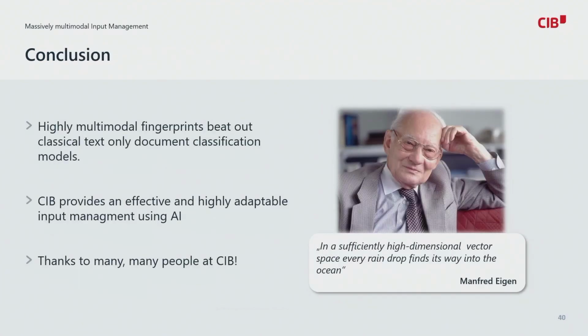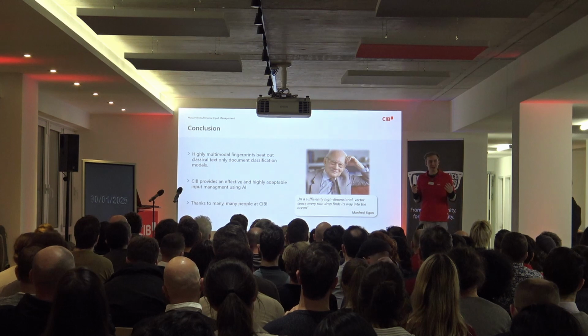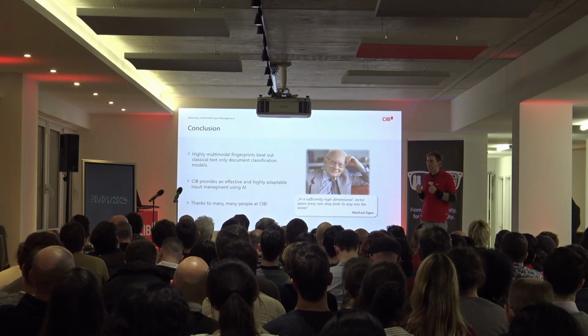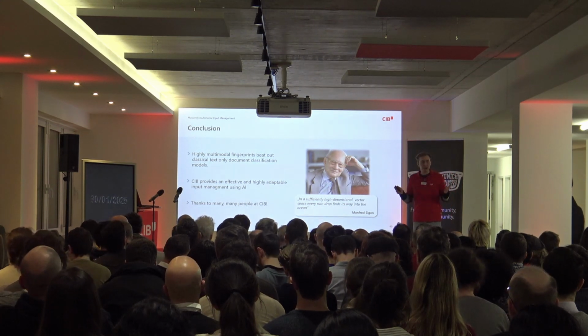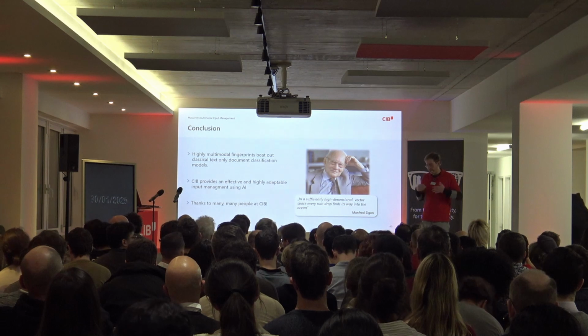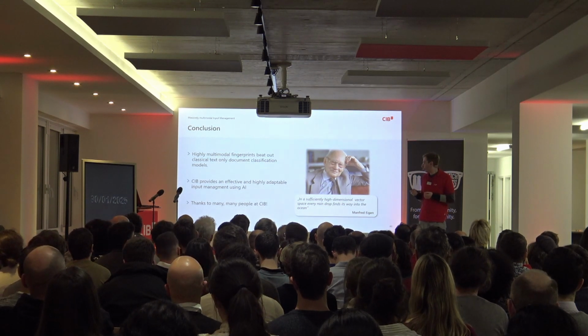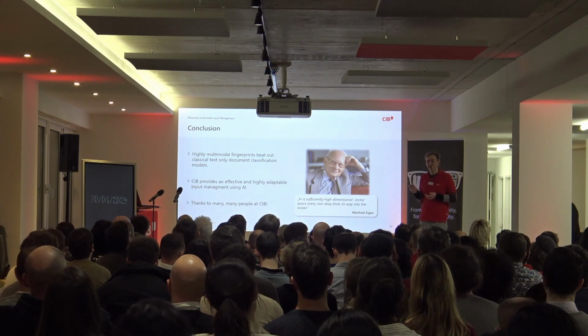Okay, so this brings me to the conclusion of my talk. Overall, we have seen the highly multimodal fingerprints of the documents allow us to have a classification system that beats out a classical AI approach, at least on the data sets we have tried, both of them. It's also quite adaptable. We have a big input management process that we can tailor to whatever needs should be met by a combination of using this classification system and expert extraction systems.